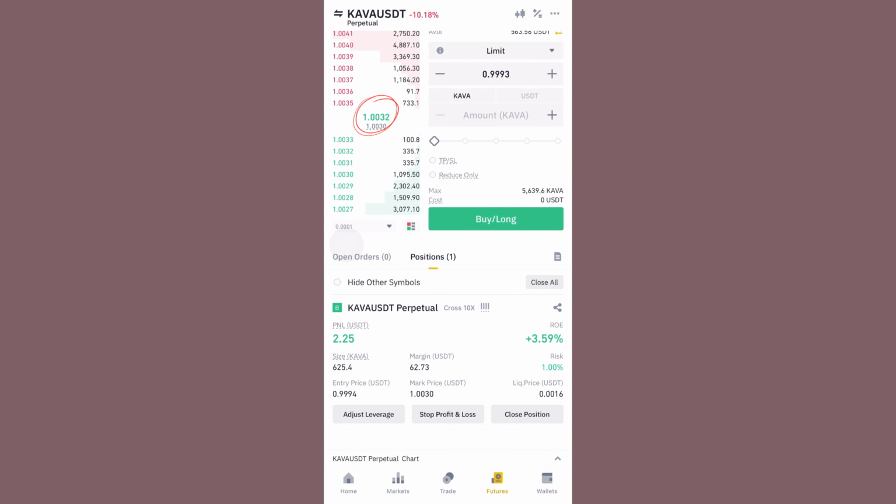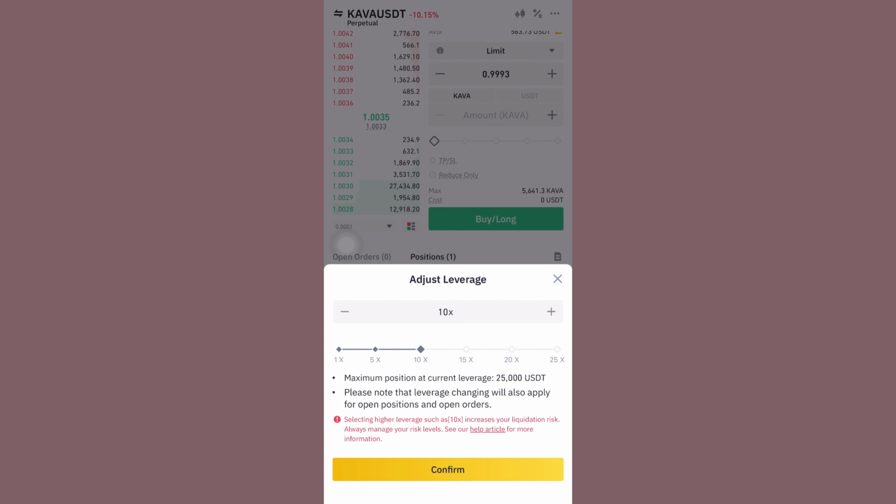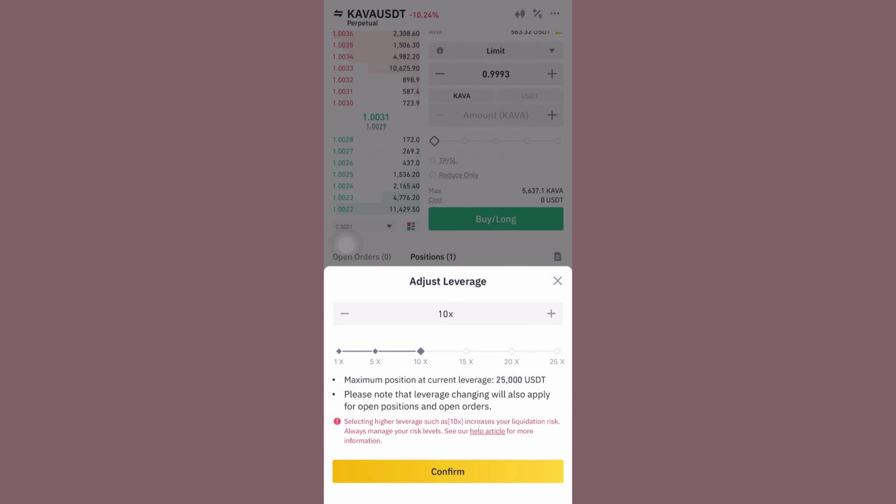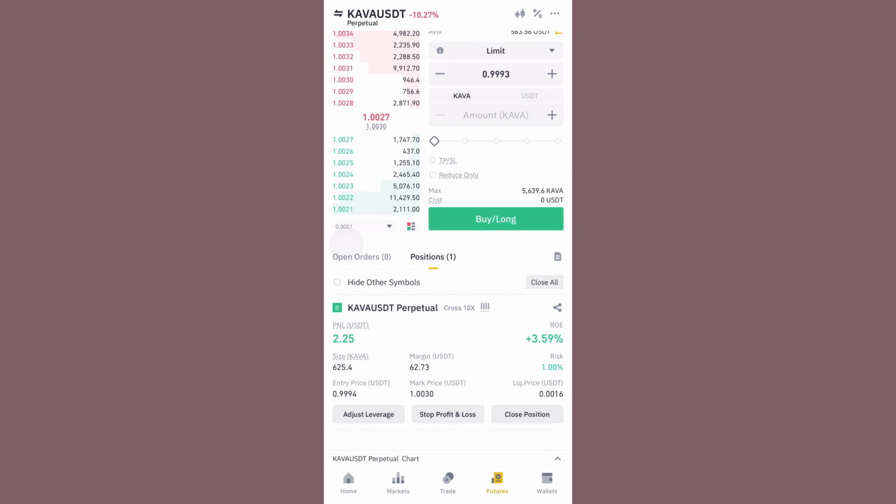All right, so below this you would see adjust leverage, you would see stop profit and loss, you would see close position. If you want to adjust your leverage, let's say you don't want to trade with 10x anymore, you can reduce it or increase it, but this might also change your setup. Okay, let's go back. If you want to set stop loss or take profit, let's say you will not be online and you might not be monitoring the position, but you would want to take profit when it goes up to 1.02 cents that we are expecting it to go.